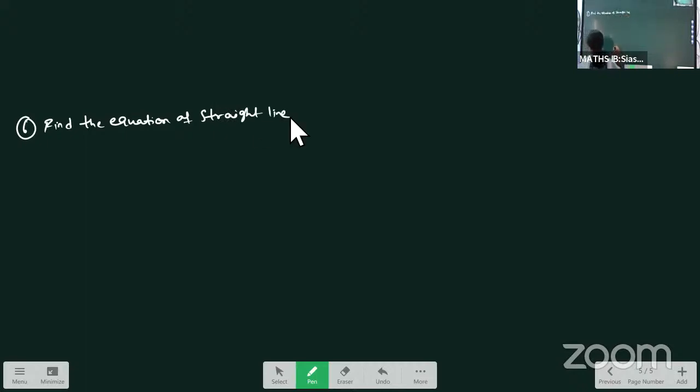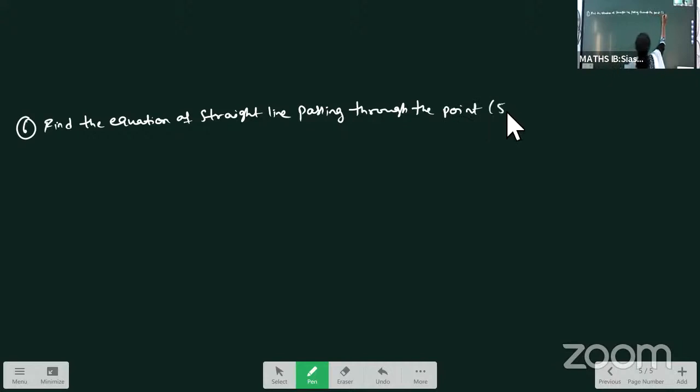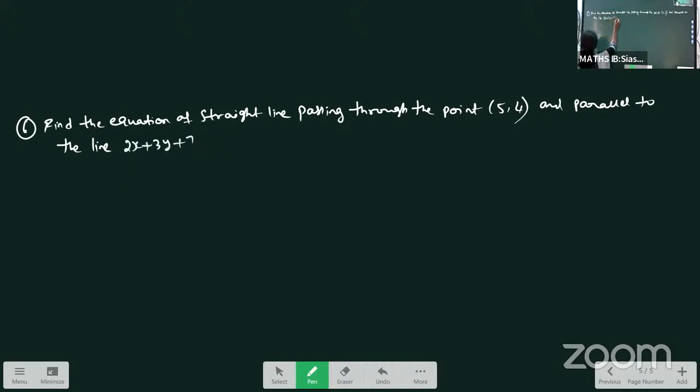Next. Find the equation of straight line passing through the point 5, 4 and parallel to the line 2x plus 3y plus 7 is equal to 0.